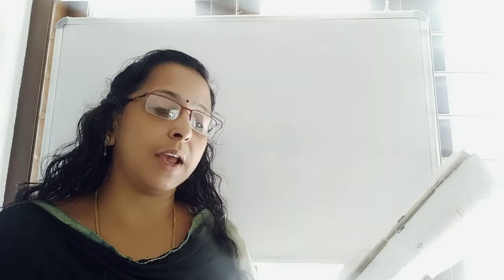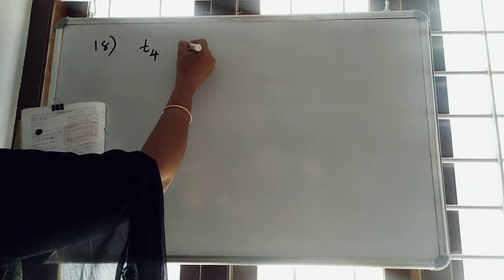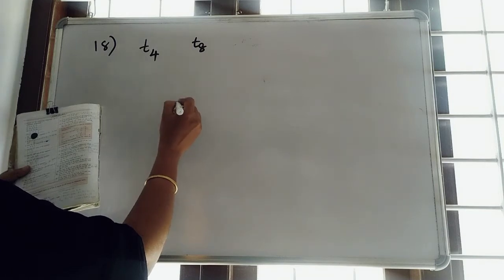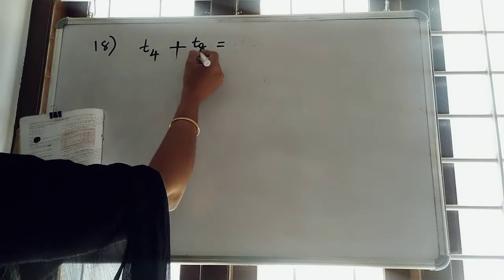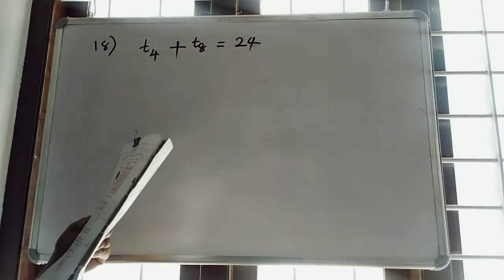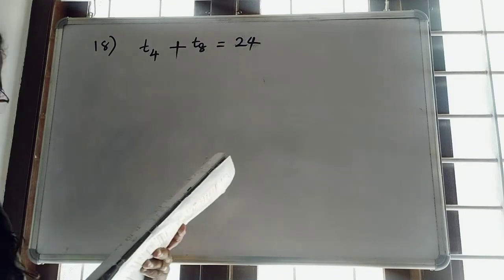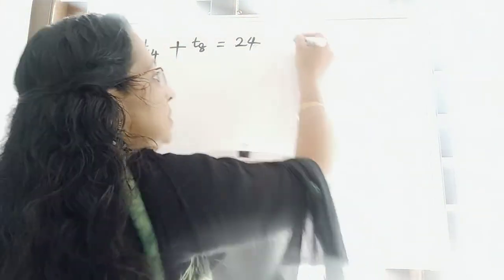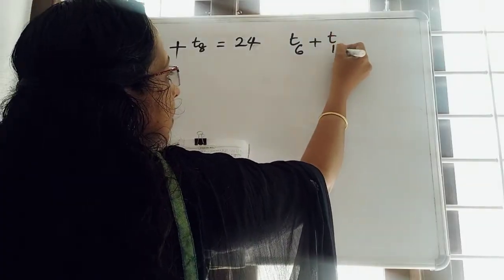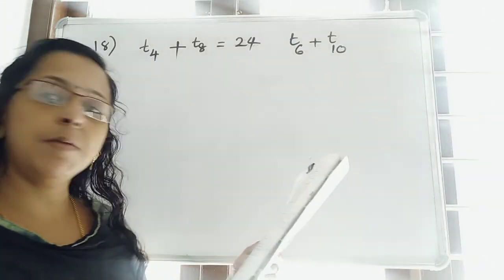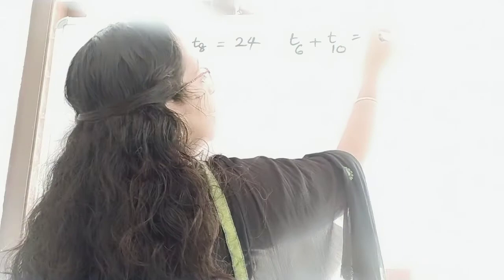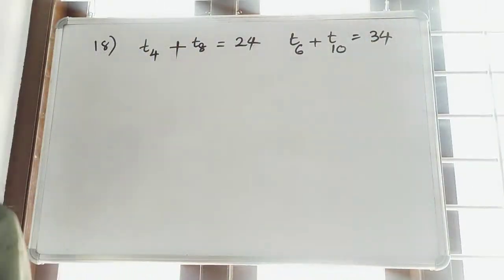For that, what is the given condition? The sum of the 4th and 8th terms of an AP. So we can write it like this: T4 plus T8 is given as 24. Next, the sum of the 6th and the 10th terms: T6 plus T10 is 34. I think it is clear.